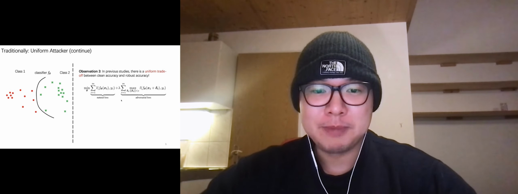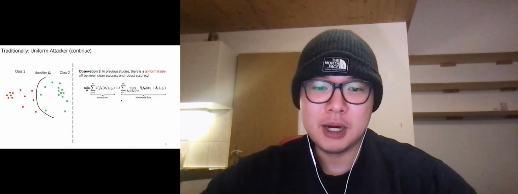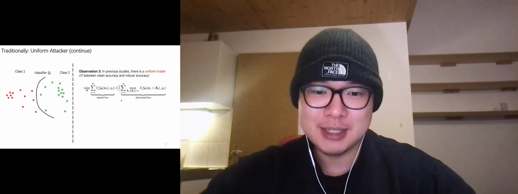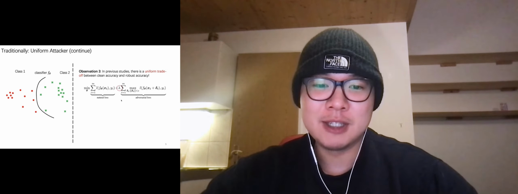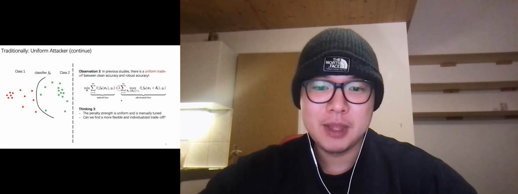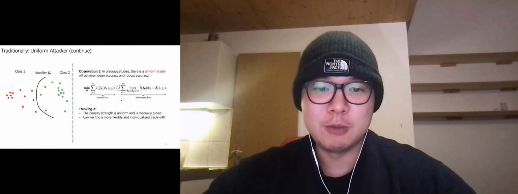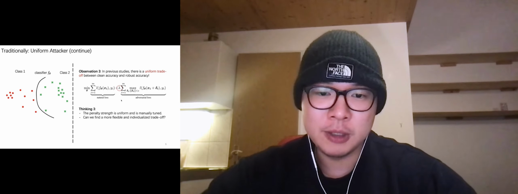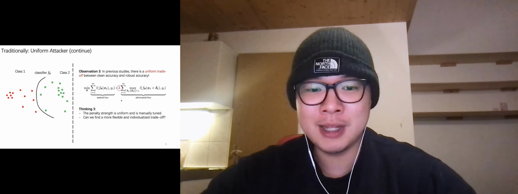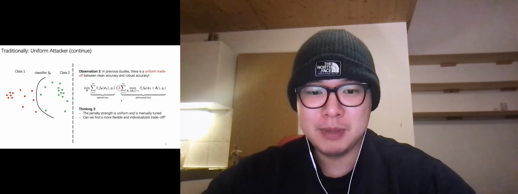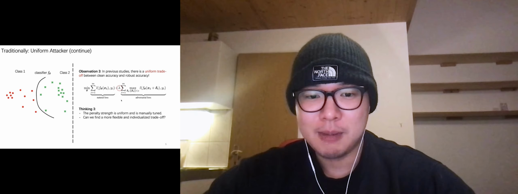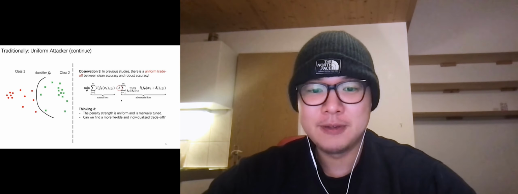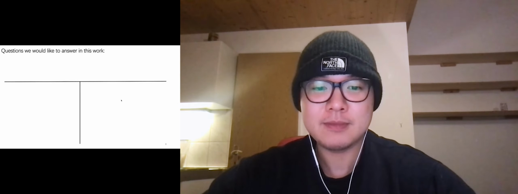Finally, we have been observing that there could be a uniform trade-off, namely this lambda here, between the clean classification loss and adversarial risk. This lambda, the strength of robustness regularization, is usually manually tuned and is uniform for all data points. Therefore, we might be curious about this question: is it reasonable to find a more flexible and more individualized trade-off for different data points?